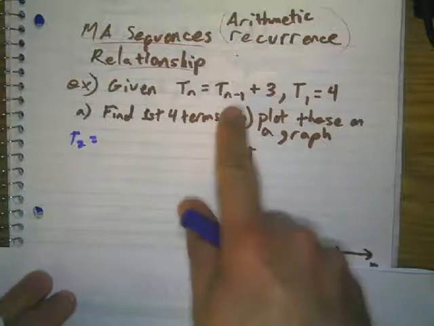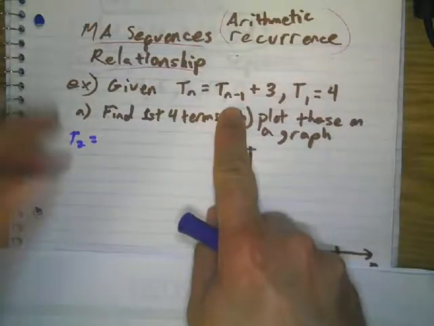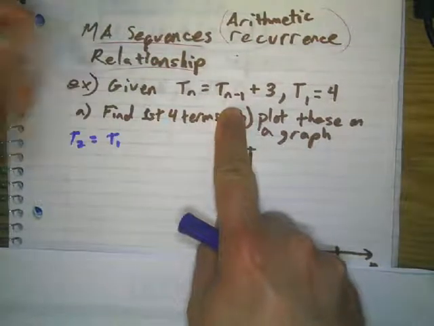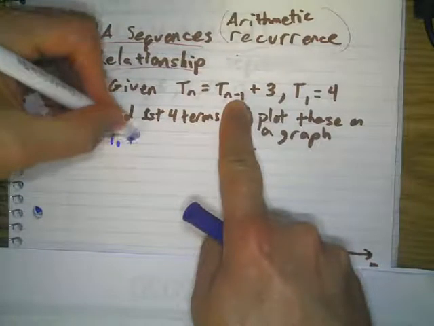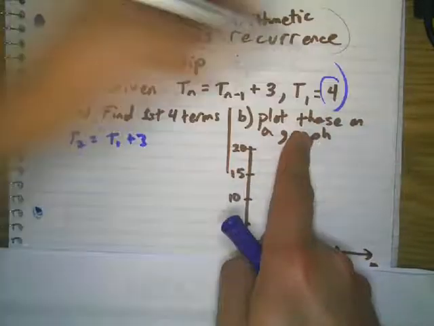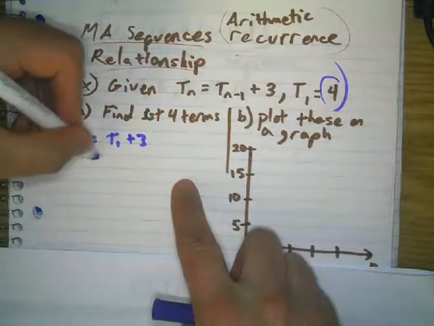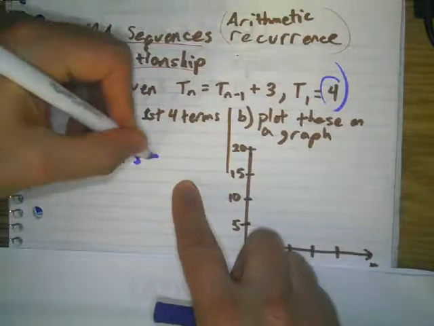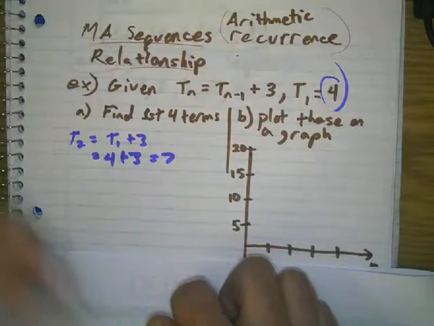Using this formula, t sub 2 is equal to t sub 1, the previous term, plus 3. The previous term is 4, right? So that's equal to 4 plus 3, which is equal to 7. That's t sub 2.